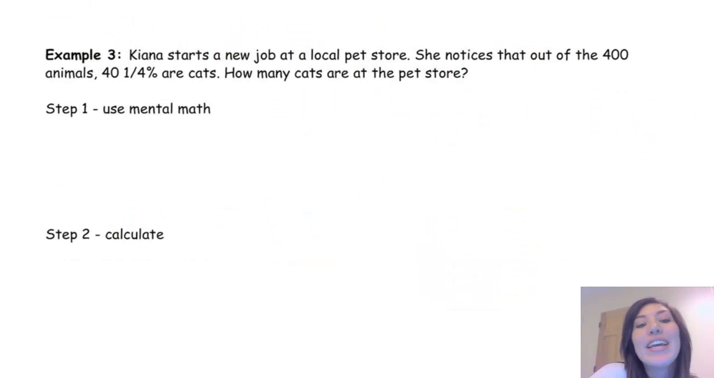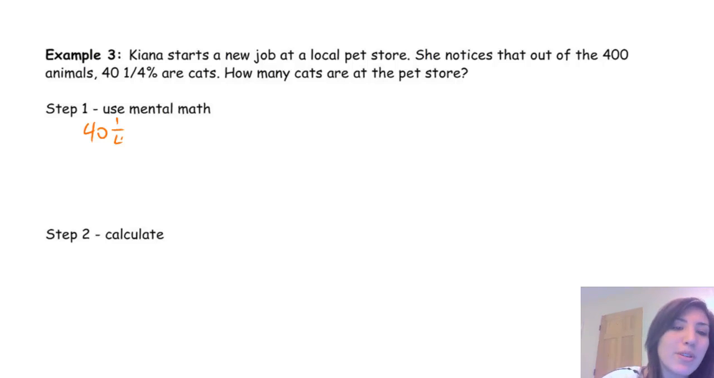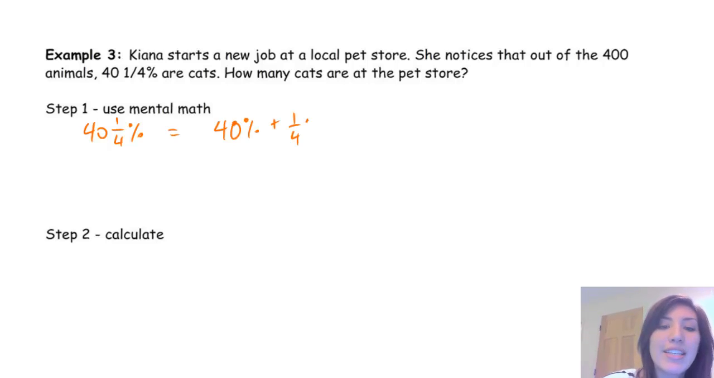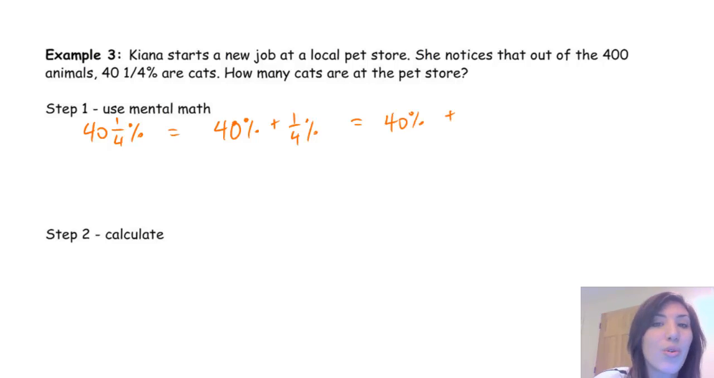Alright, last example. Kiana starts a new job at a local pet store. She notices that out of the 400 animals, 40.25% are cats. How many cats are at the pet store? Well, let's use some mental math here. 40.25%, we can rearrange this to say 40% plus 1/4%, and 1/4 is simply 0.25%.